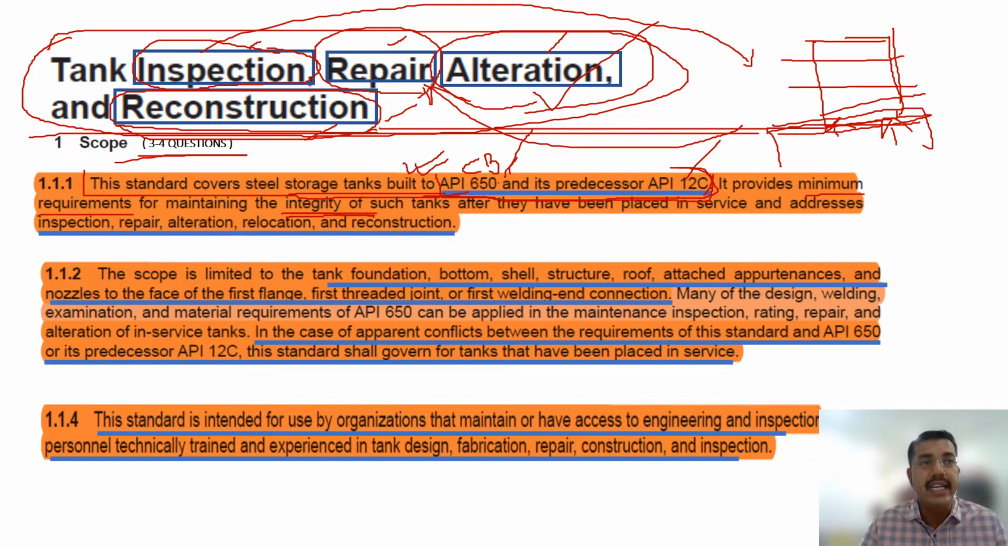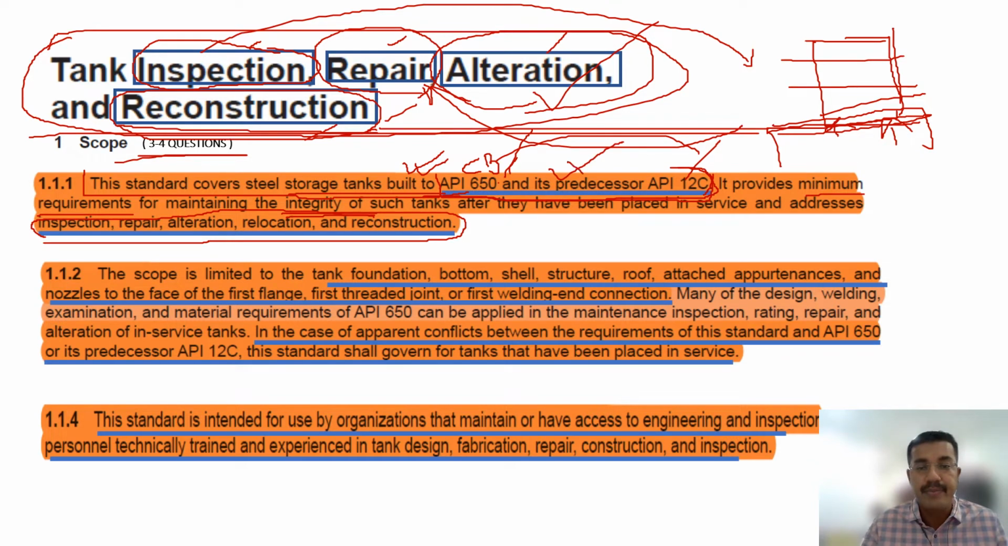So that integrity it should maintain of such tanks after they have been placed in service, and it addresses inspection, repair, alteration, relocation. See, I told you relocation and reconstruction. So this code covers tanks built to API 650 and its predecessor 12C. Predecessor means the one that was replaced. Before it was 12C and 650 replaced it, so it is called the predecessor. It provides minimum requirements for maintaining the integrity of such tanks after they have been placed in service. This is not a question, but this is a question.